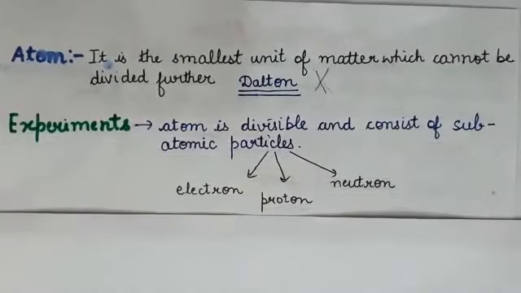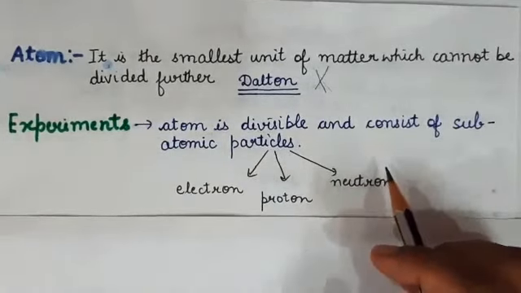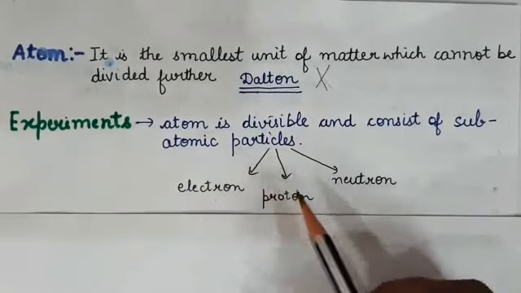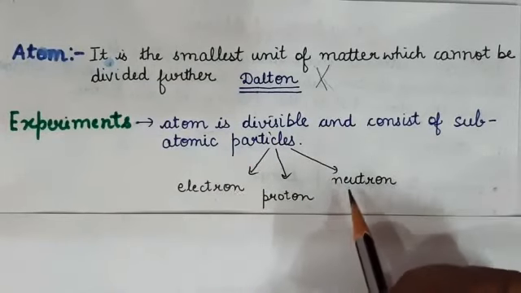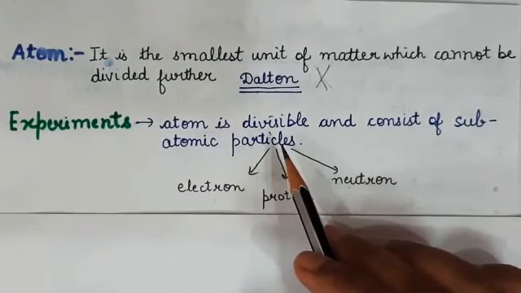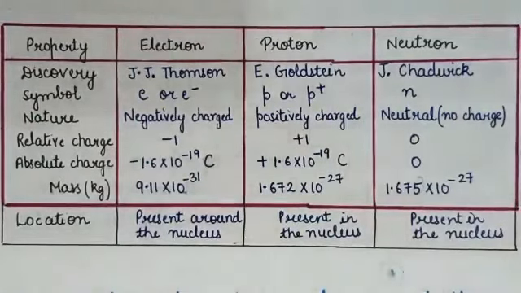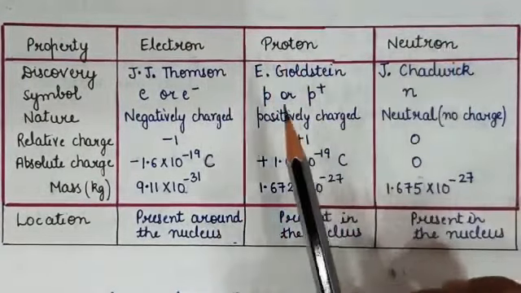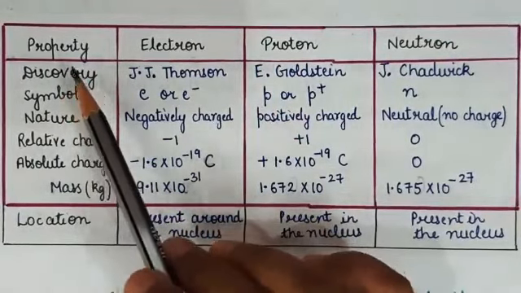So atom is divisible and it consists of subatomic particles. What are those subatomic particles? Electron, proton and neutron. These are the three subatomic particles present inside the atom. So, let us study about these three subatomic particles in brief. The first property is discovery.